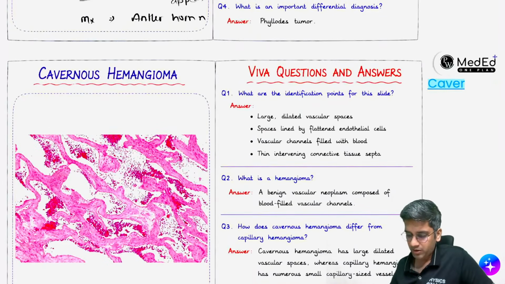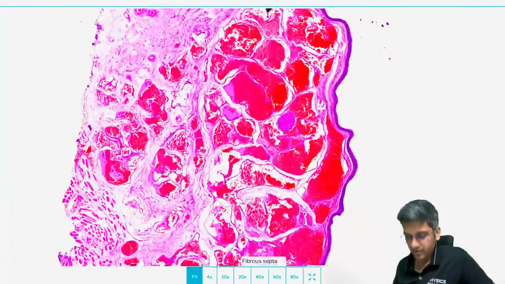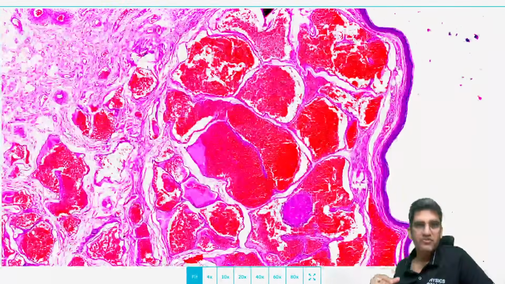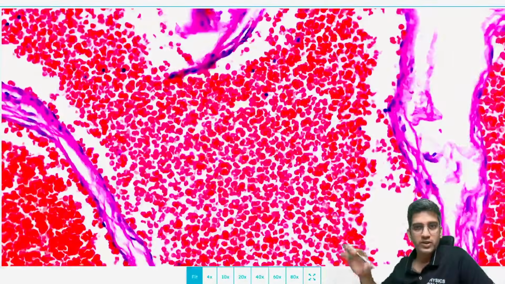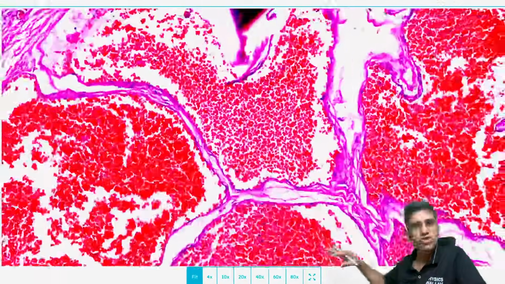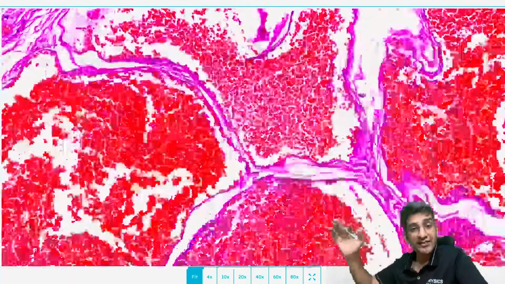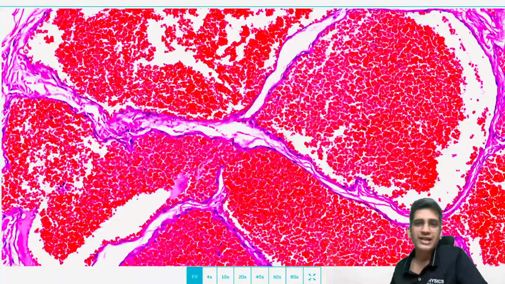A simple spotter. These you cannot miss. You don't need the slide number to identify. Look at that. So many big spaces filled with RBCs. I'll zoom in. RBCs, huge cavernous spaces. Spaces are cavernous, right? Cave-like. Cavernous spaces filled with RBC. I can spot them anywhere. I call them cavernous hemangioma.